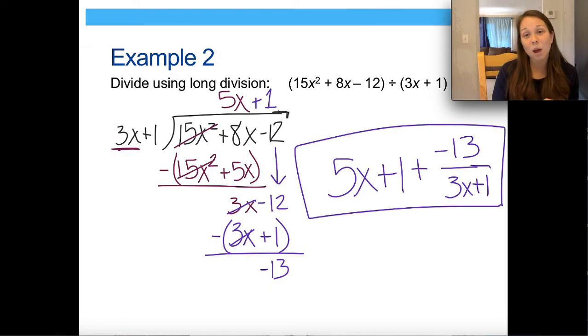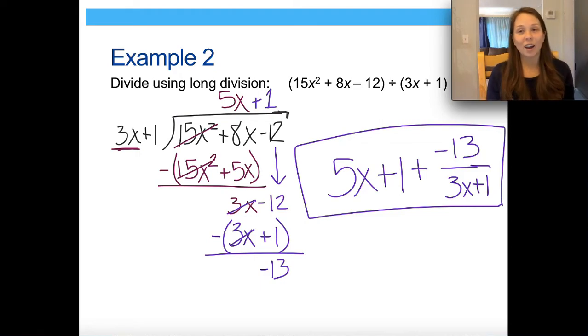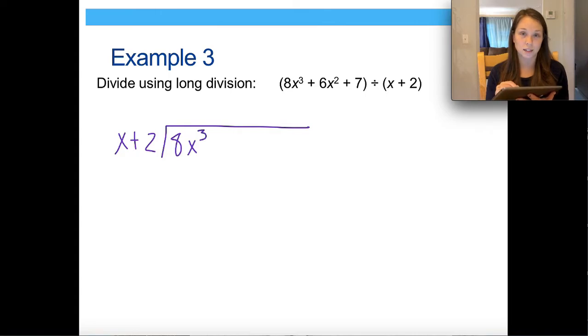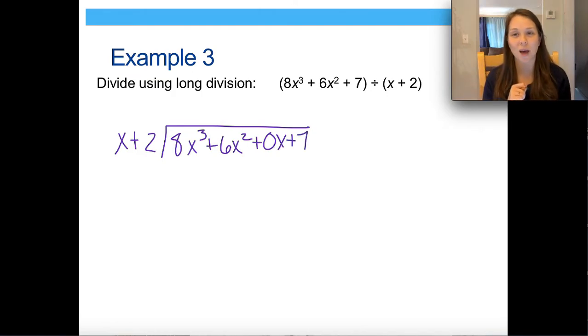All right, there's one last problem, which is a little bit lengthier, so go ahead and give example 3 a try on your own, then press play to see the answer. All right, example 3, last problem of the day. So our divisor is x plus 2. Our dividend is 8x cubed plus 6x squared plus 0x plus 7. So hopefully you remember to add in the 0x because we want to make sure it's there as a placeholder for when we subtract x terms.